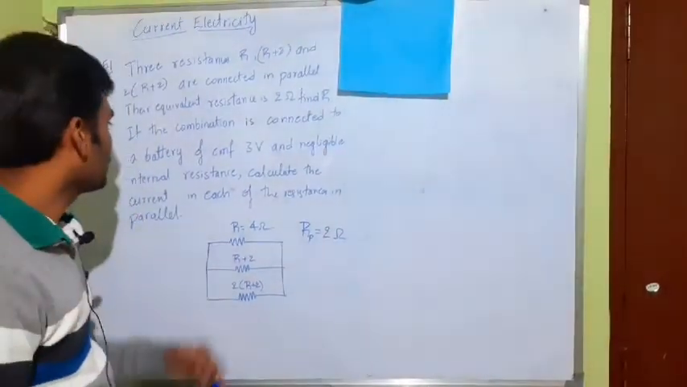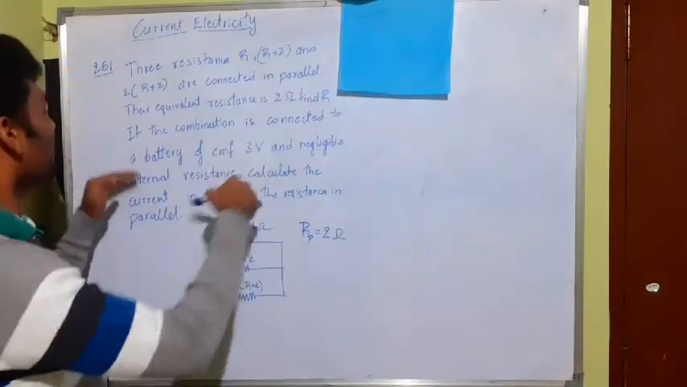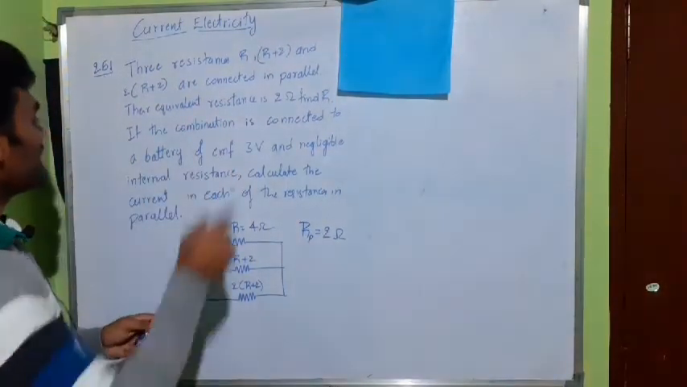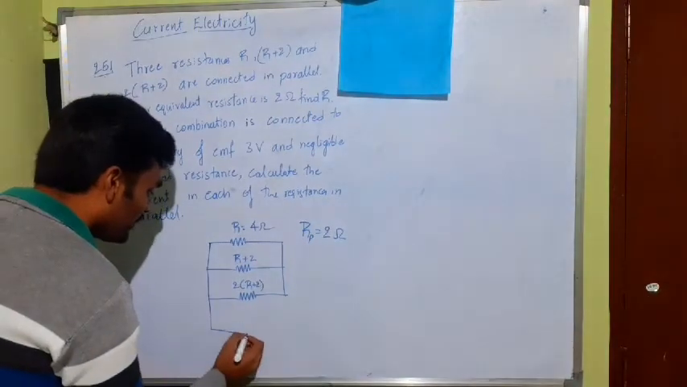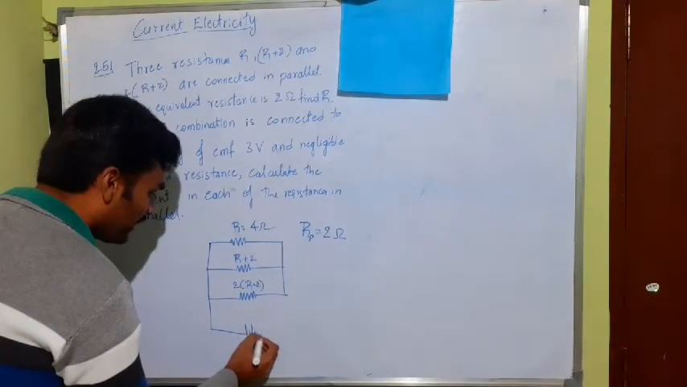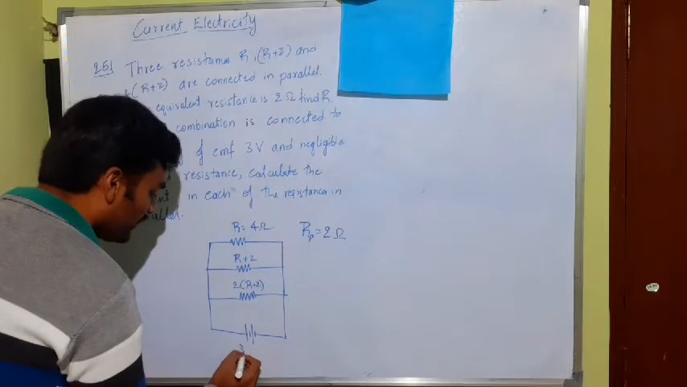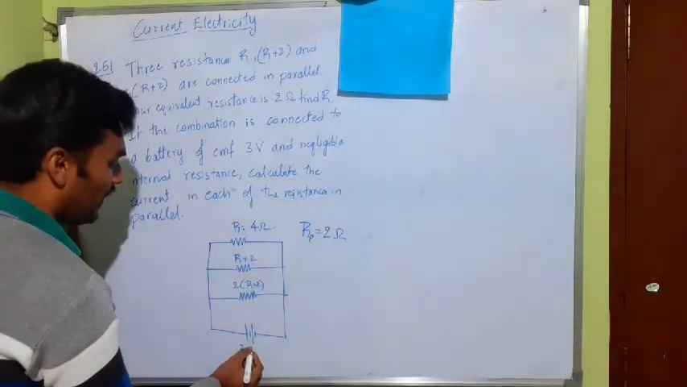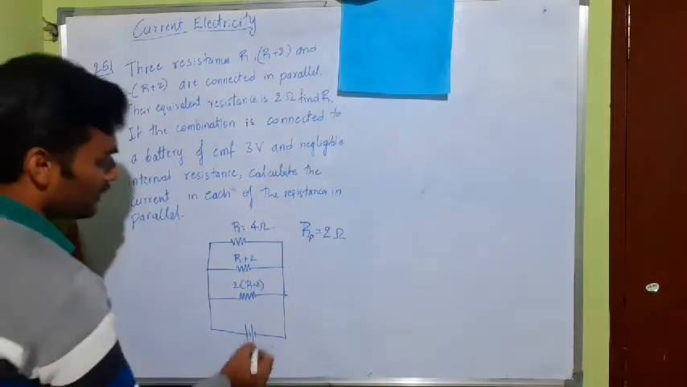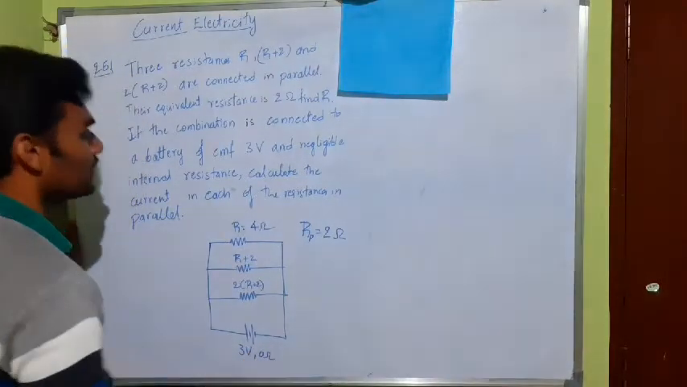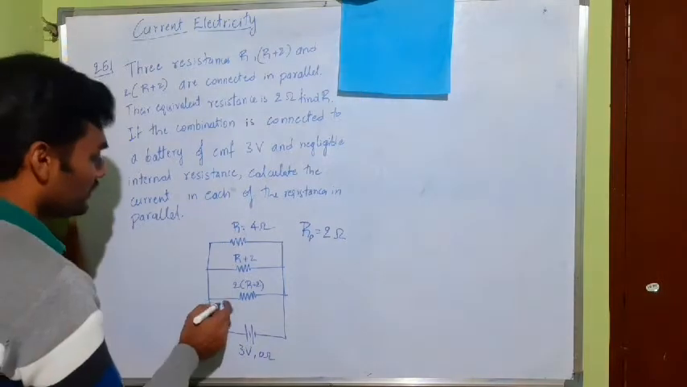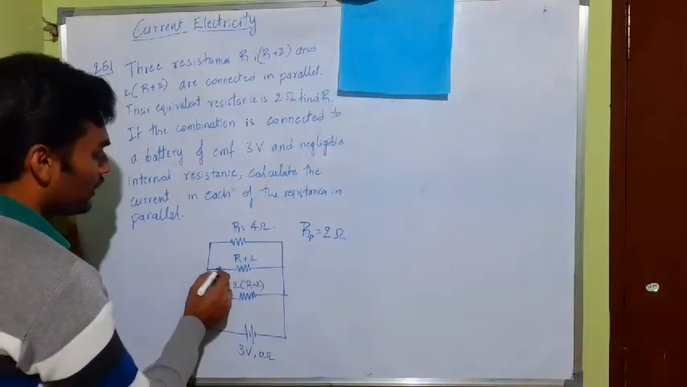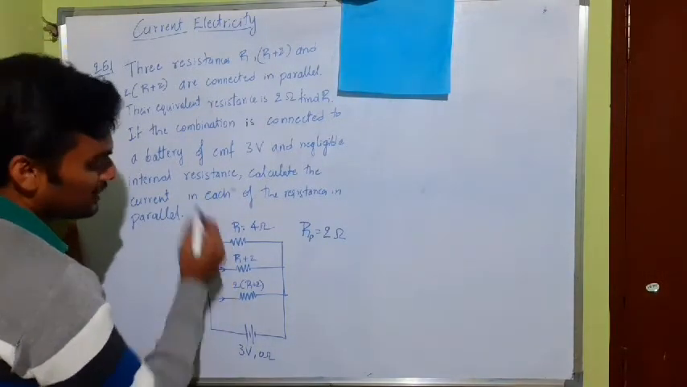The next part of the question asks, if the combination is connected to a battery of EMF 3 volt and negligible internal resistance, 0 ohm internal resistance, calculate the current in each of the resistances in parallel. So now we need to calculate the current in each branch.